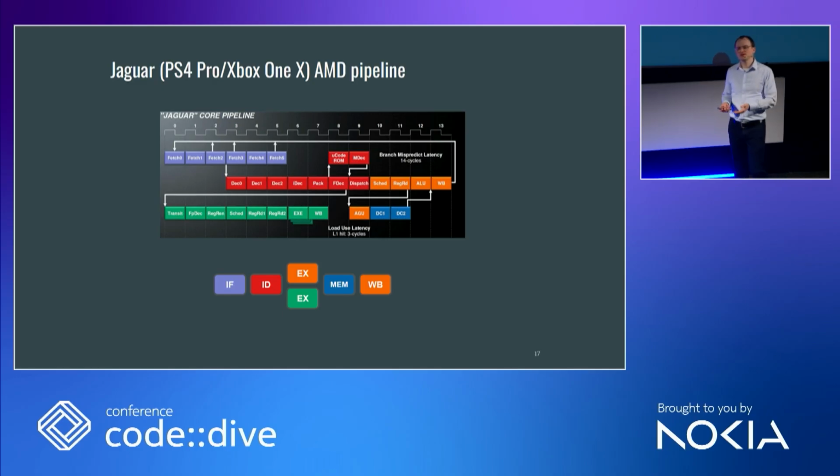A real pipeline in a CPU is, of course, more complex. This is a pipeline from the CPU used for PlayStation 4 and Xbox One. And as you see, the fetch stages and the decode stages take a big part of the pipeline. So the pipeline is quite long. It can have a lot of instructions in flight, and not all instructions follow the same path through a pipeline. Some are more complex, some are simpler, and we see that there are some overlaps.